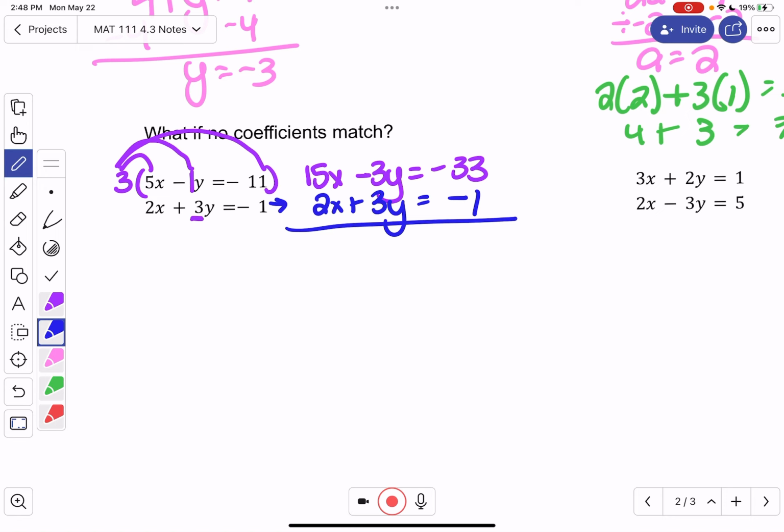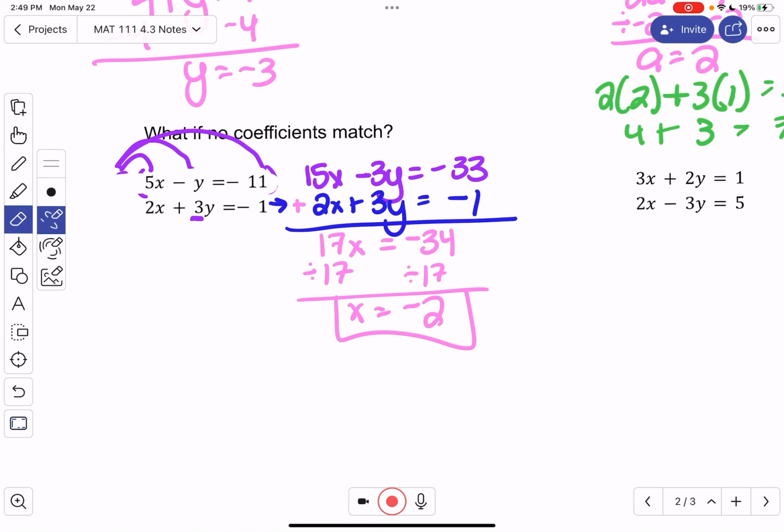And now our y's both have 3's in front of them. They're different signs, so I'm going to add them. 15x plus 12x is 17x. Negative 3y plus 3y is 0. And negative 33 plus negative 1 is negative 34. Divide both sides by 17, and I get x equals negative 2.